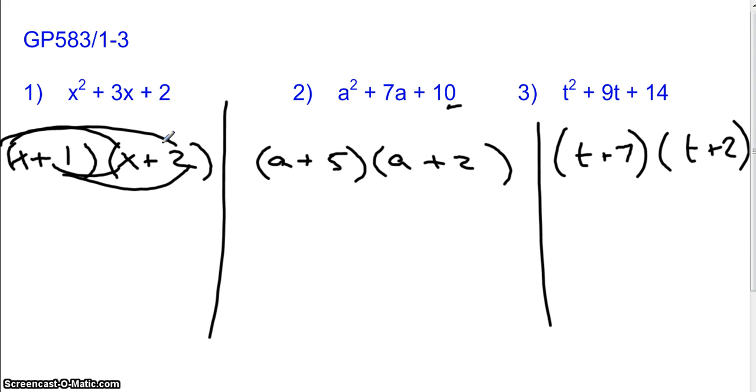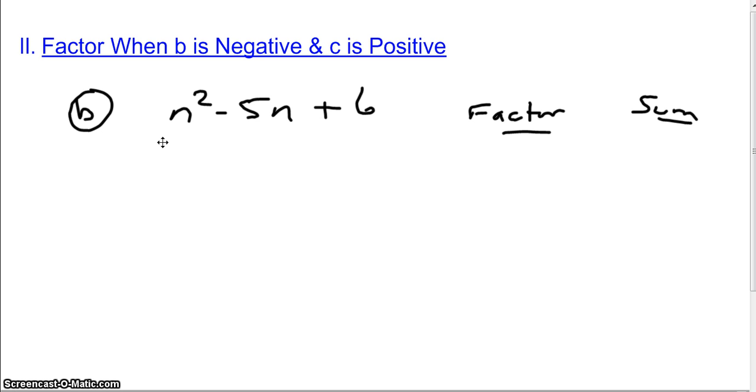Everyone confident right now so far? Okay, good. We can make it more challenging. Let's go with a negative in the middle.